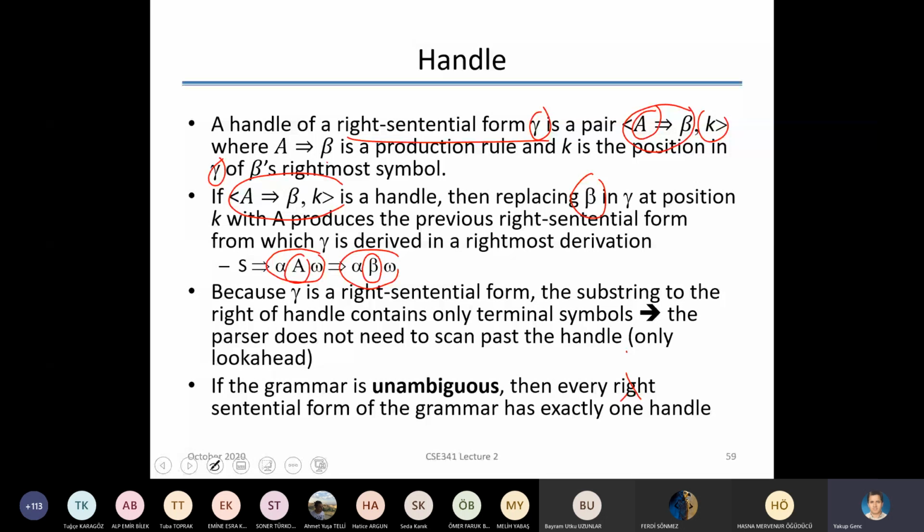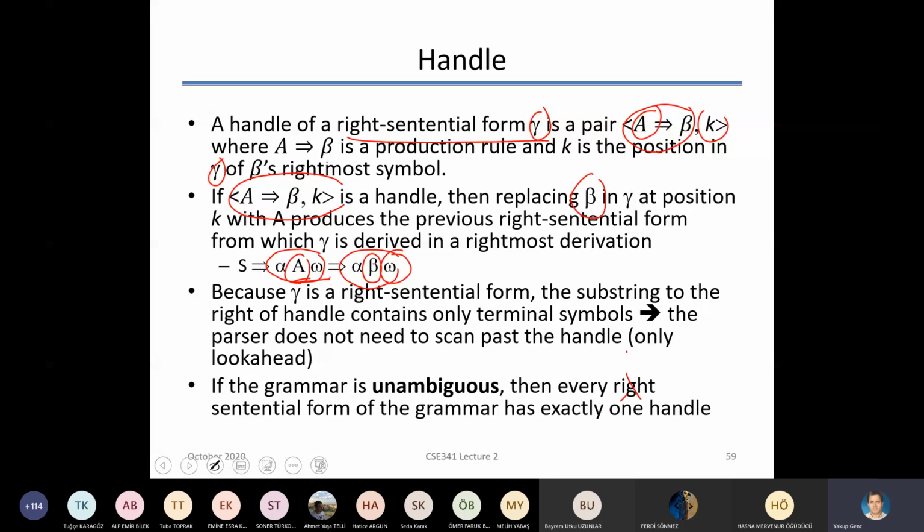I called this lambda, but it's a gamma. If this gamma is a right sentential form, then the substring to the right of the handle contains only terminal symbols. So this part, this W, is only going to be terminal symbols. The parser in this case doesn't need to scan past the handle. It doesn't need to scan past this point.